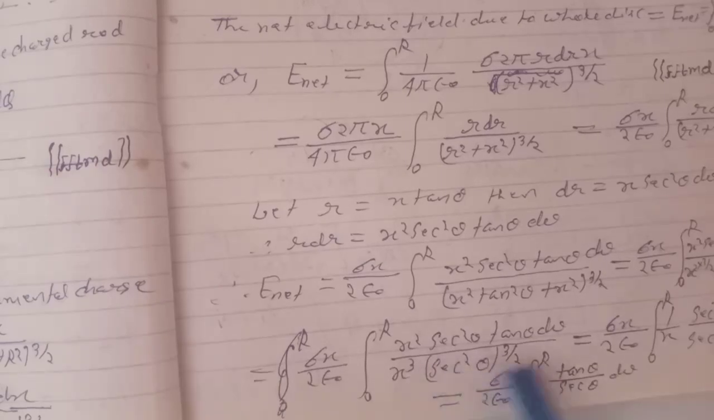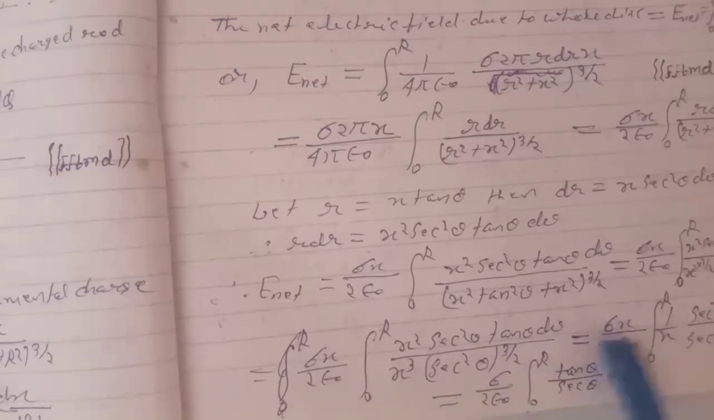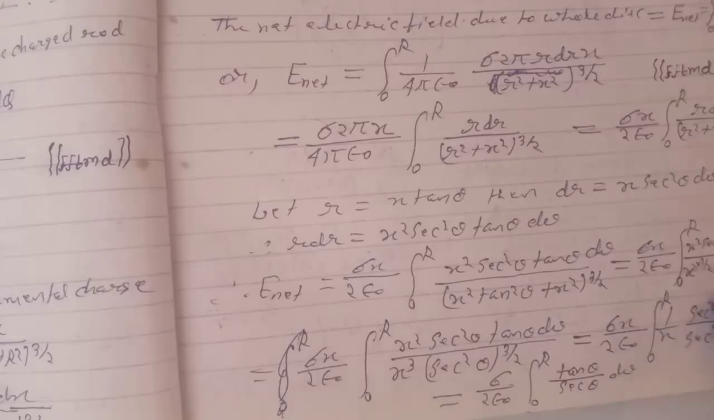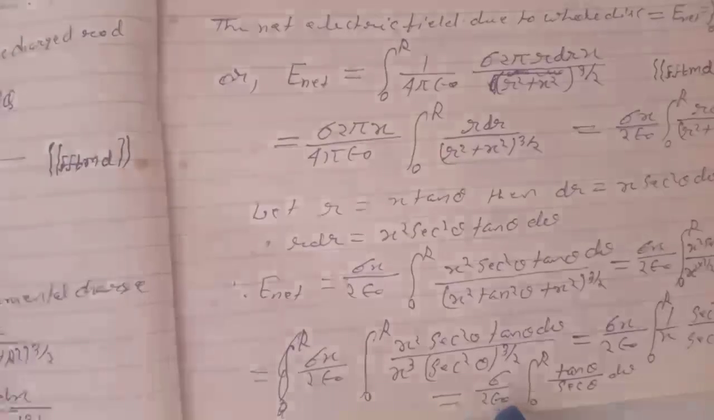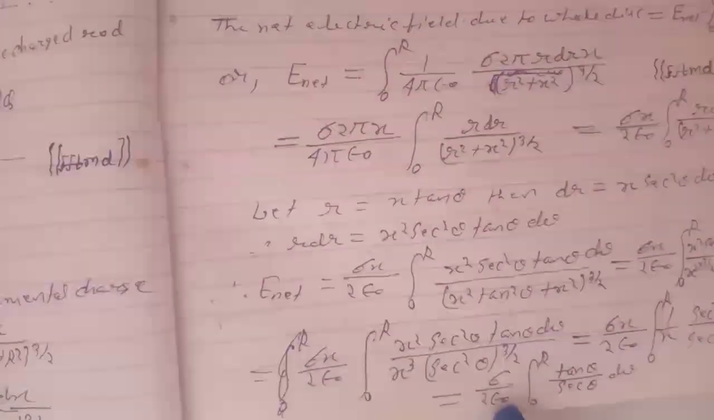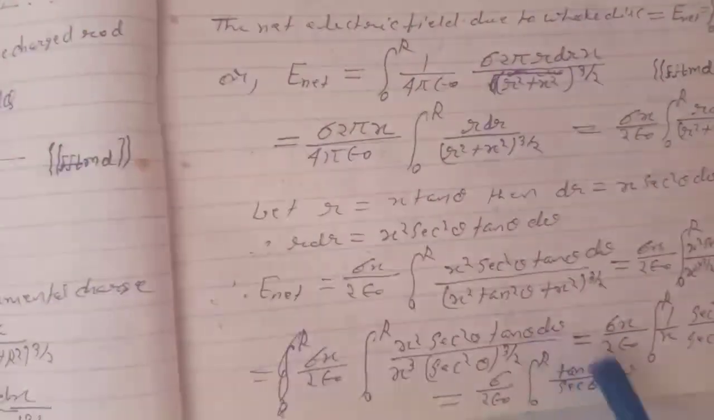So sec square theta to the power 3 by 2 is sec cube theta. Sigma x by 2 epsilon naught, 1 by x, sec square theta tan theta d theta over sec cube theta. Now sec square theta will cancel with sec square theta and we will be left with 1 sec theta. So sigma by 2 epsilon naught, integral of tan theta by sec theta into d theta.